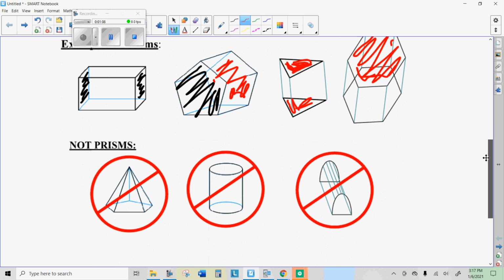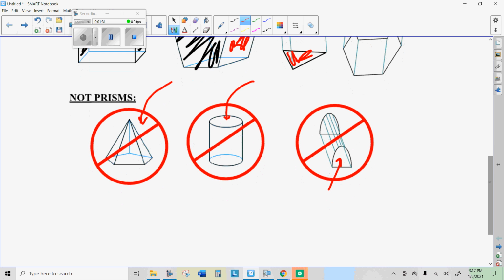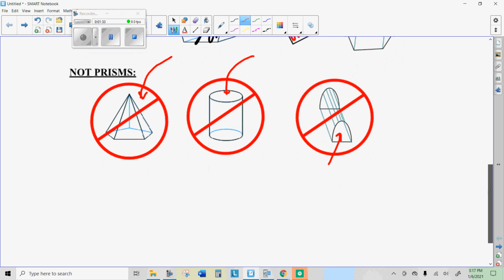Okay, these are not considered prisms because on the first one there's no two parallel faces. On the second one there's parallel faces, but they're not polygons; they're circles. Same with this last one. It's kind of like a prism, this last one, but the parallel faces are not polygons. They look like some sort of semicircle or something.